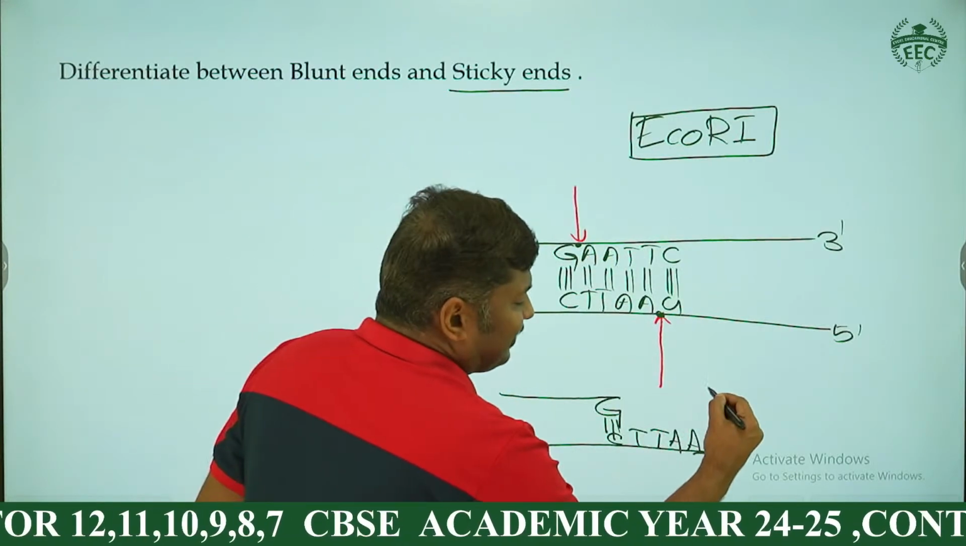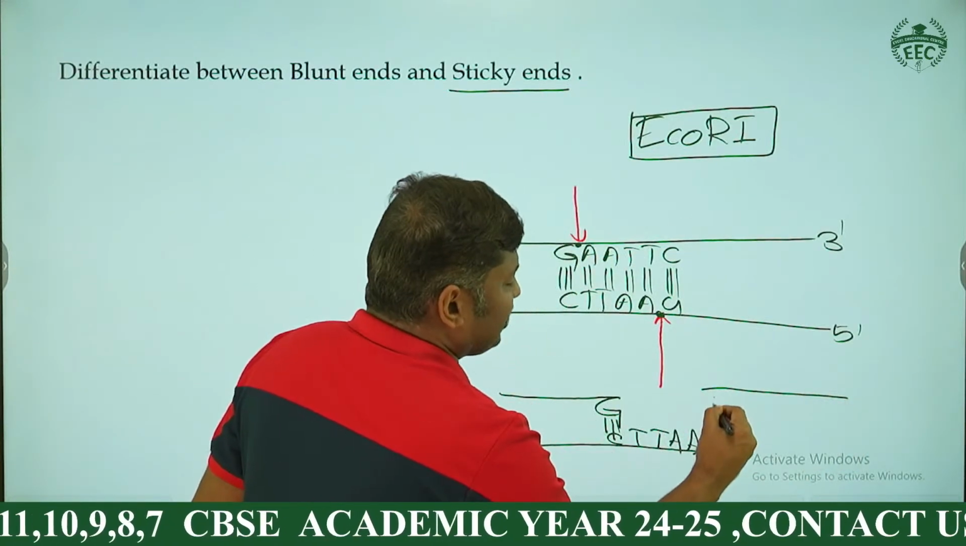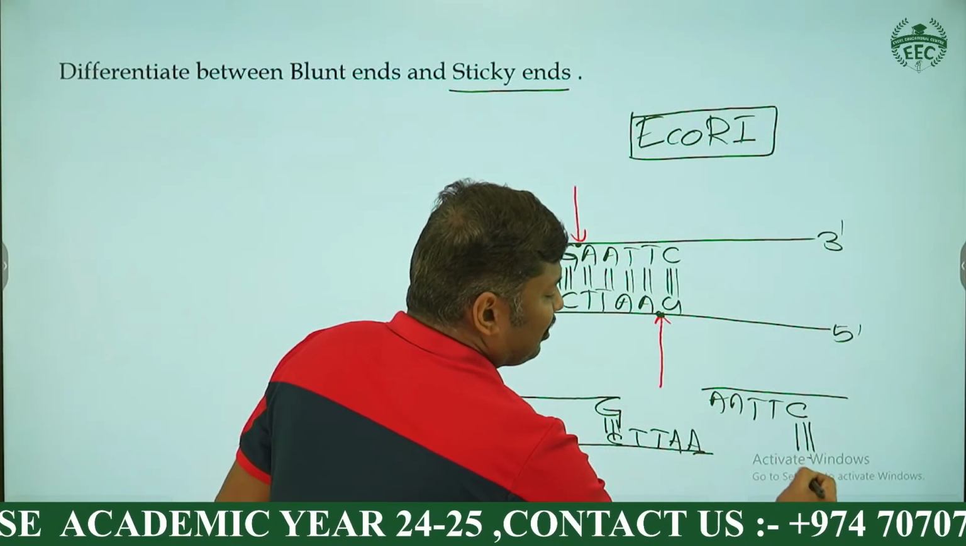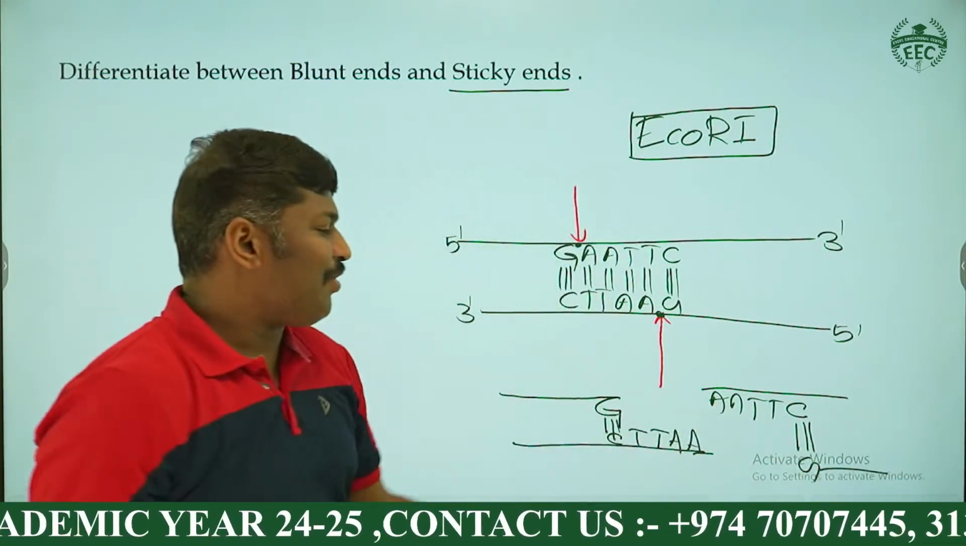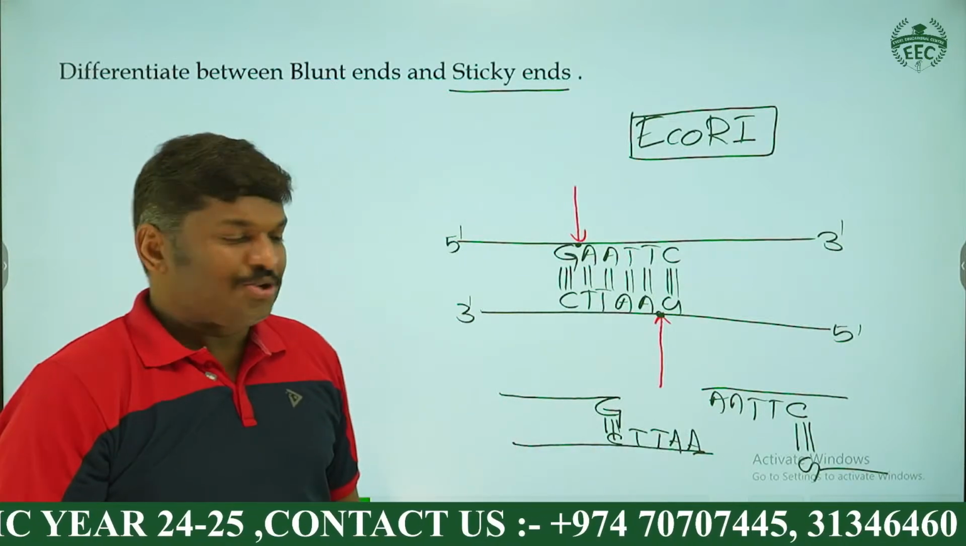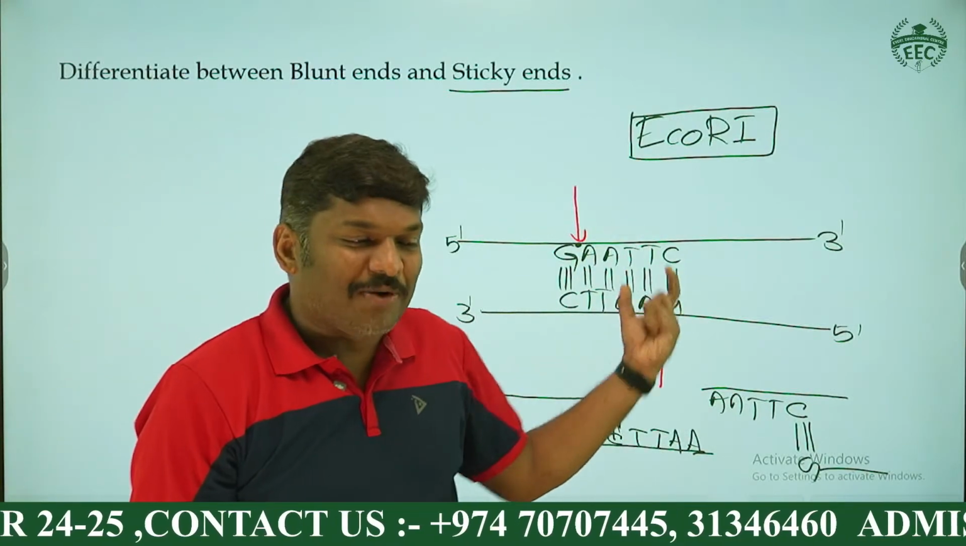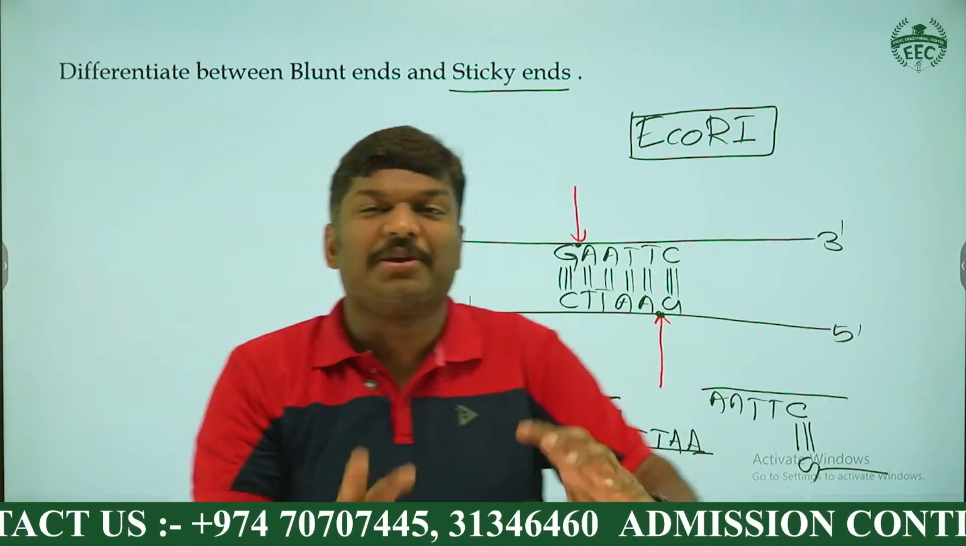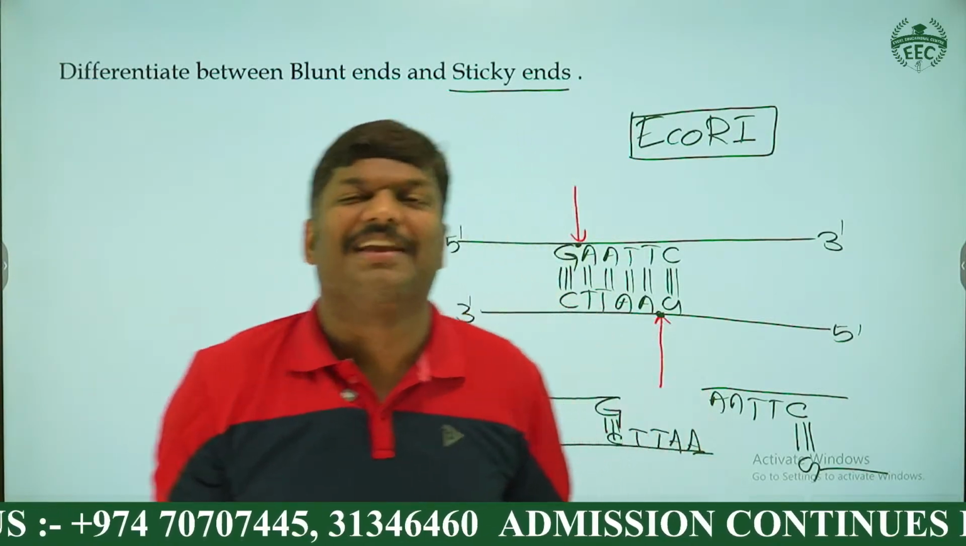So what is the remaining part? On this side you can draw like this. Here G, A, T, T, C. C means triple bond G, and here this is what we call the two sticky ends. So here you can see this is EcoRI. The EcoRI can make two sticky ends, and they are joined by the molecular glue. It is nothing but the DNA ligase.